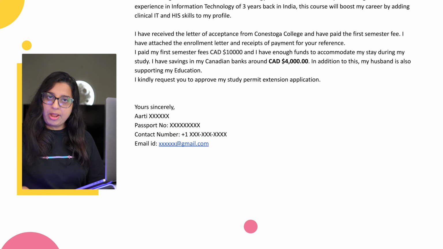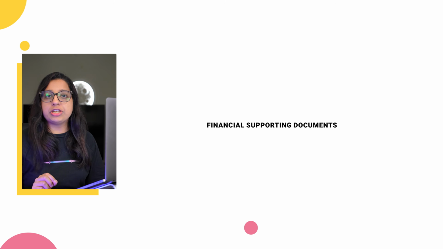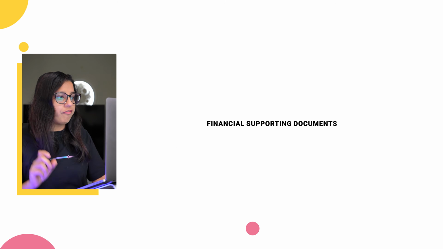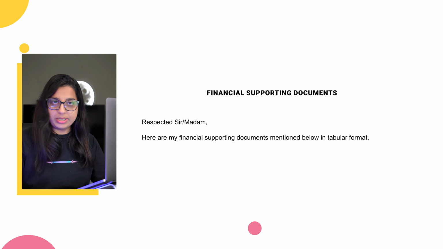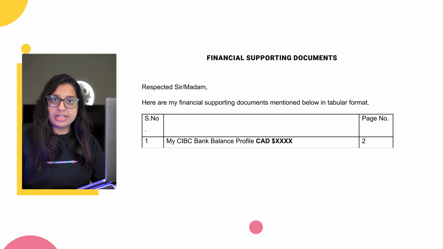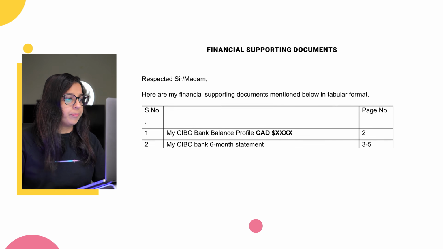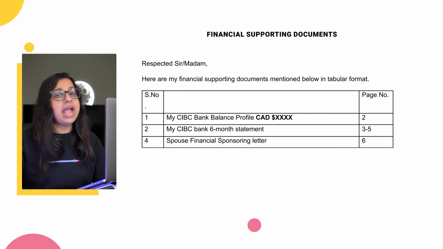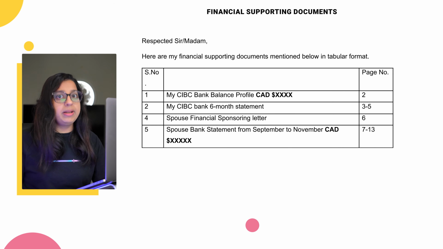That letter I have attached in my optional documents. This is my financial supporting document cover page. I have mentioned all the documents which I am going to upload in my profile, mentioning everything in tabular format. So, respected Sir, Madam, here are my financial supporting documents mentioned below in tabular format. The first document which I have uploaded is my CIBC bank balance profile and the balance which is available, which I have also mentioned in my SOP. The CIBC bank 6-month statement, the spouse financial sponsoring letter as I mentioned in my SOP, and the spouse bank statement and the balance which is available in his account.